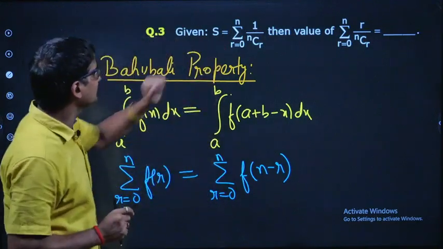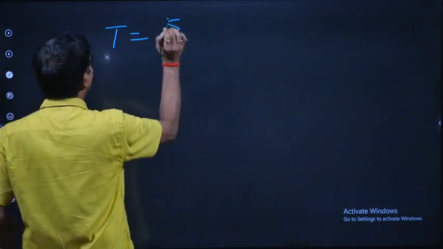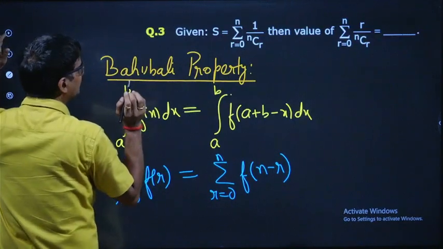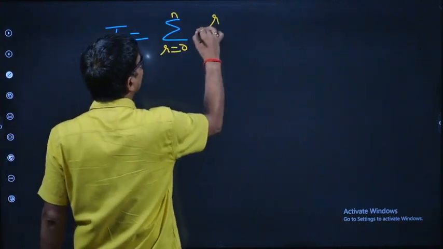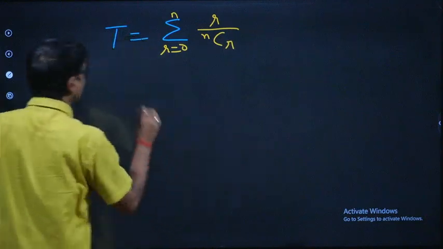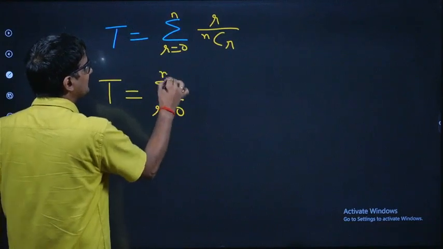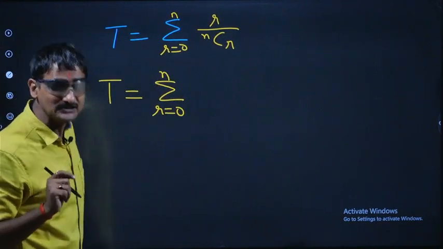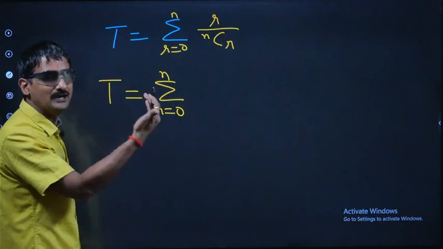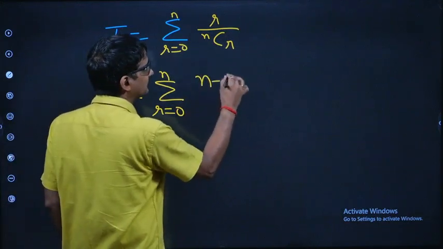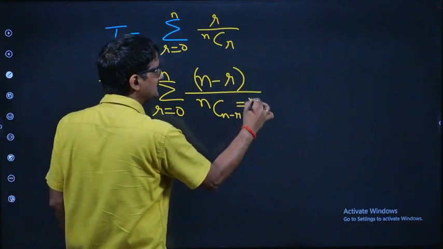Okay, now I'll be using this property here where I have to find the value of t, let's say, which is r goes from 0 to n, r upon NCR. So r goes from 0 to n, r over NCR. Okay, so let's rewrite it by using Bahubali property, which says that we can replace the variable of the summation here, which is r of course, by the sum of the limits of r, 0 and n, so it's n minus r. So replace r by n minus r. Of course, NC n minus r is same as NCR for us.